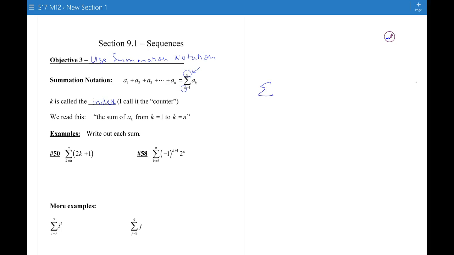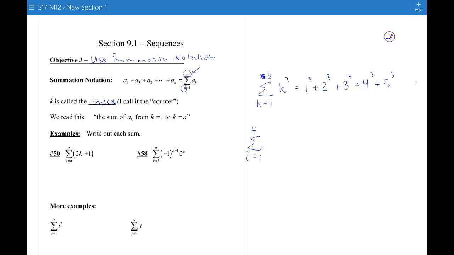So if I write the sum from k equals 1 to n of k cubed, and I say, well, let me let n equal 5. Then that says do 1 cubed plus 2 cubed plus 3 cubed plus 4 cubed plus 5 cubed. So there's a pattern here. So the counter doesn't have to be a k. It can be any letter. i, j, k, l, m, n, all of those get used. So let me show you another example.